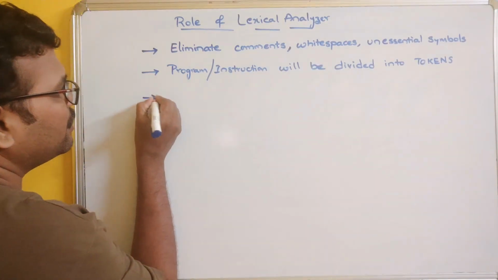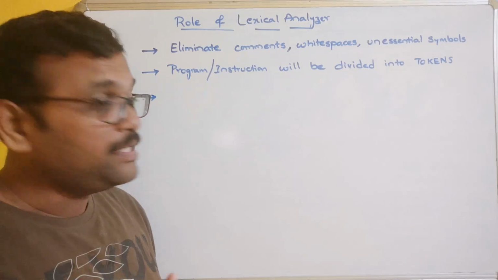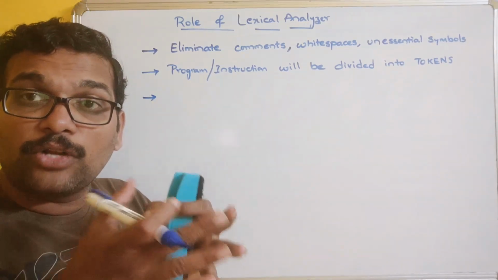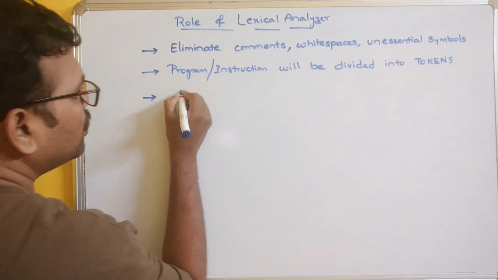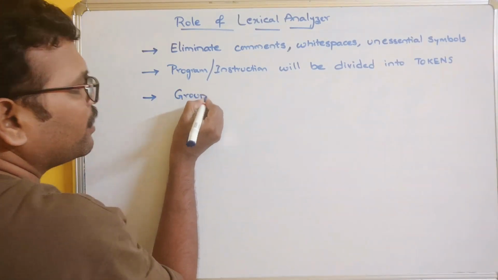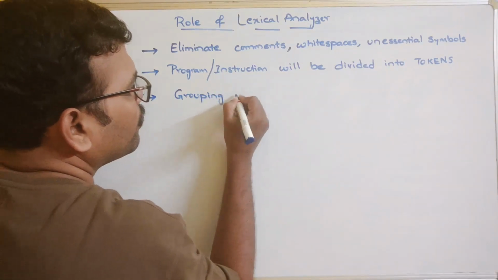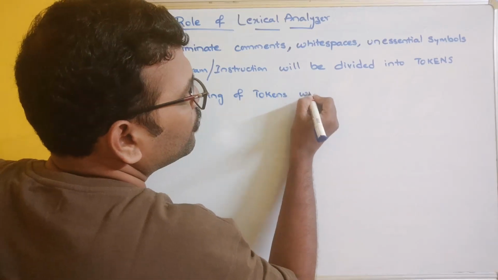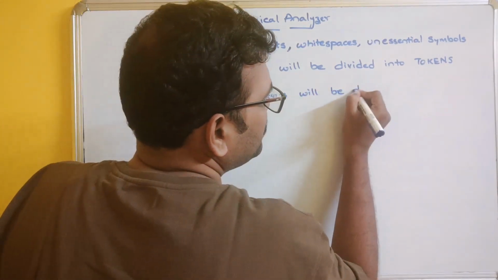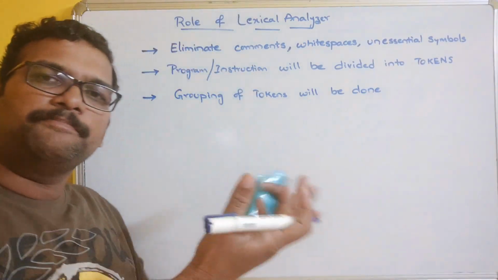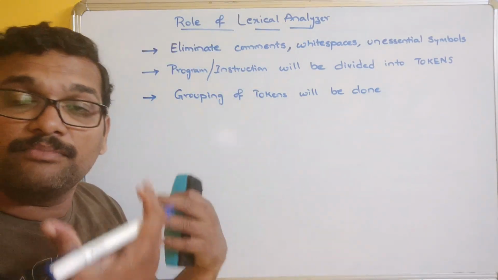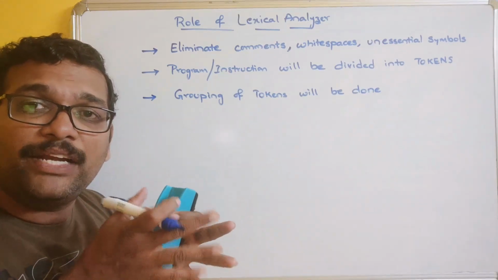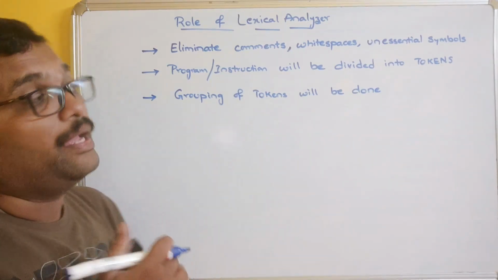Now after that, what happens? The grouping of tokens will happen. The tokens will be categorized. So grouping or classifying of tokens will be done. That means what comes under the operators, what comes under the identifiers, what comes under the separators. Like that the complete set of tokens will be classified.